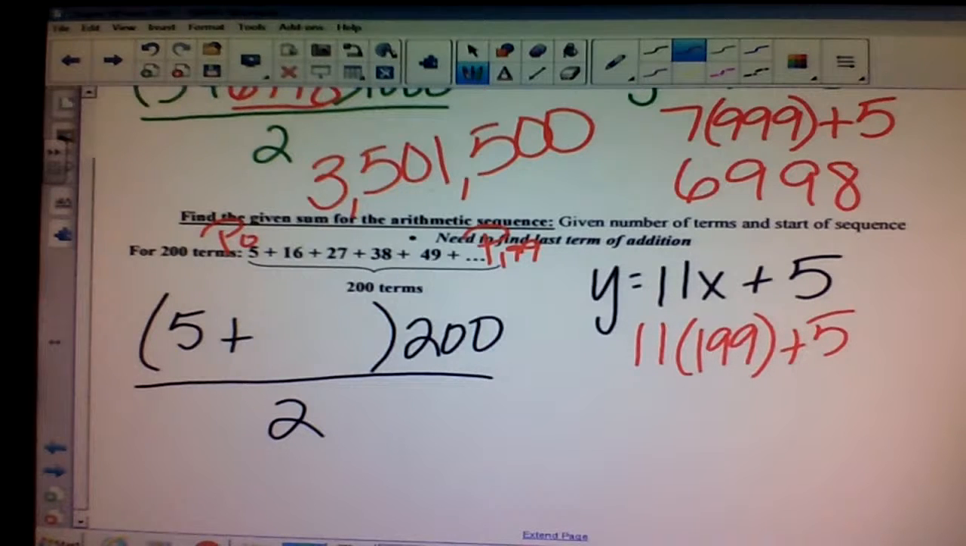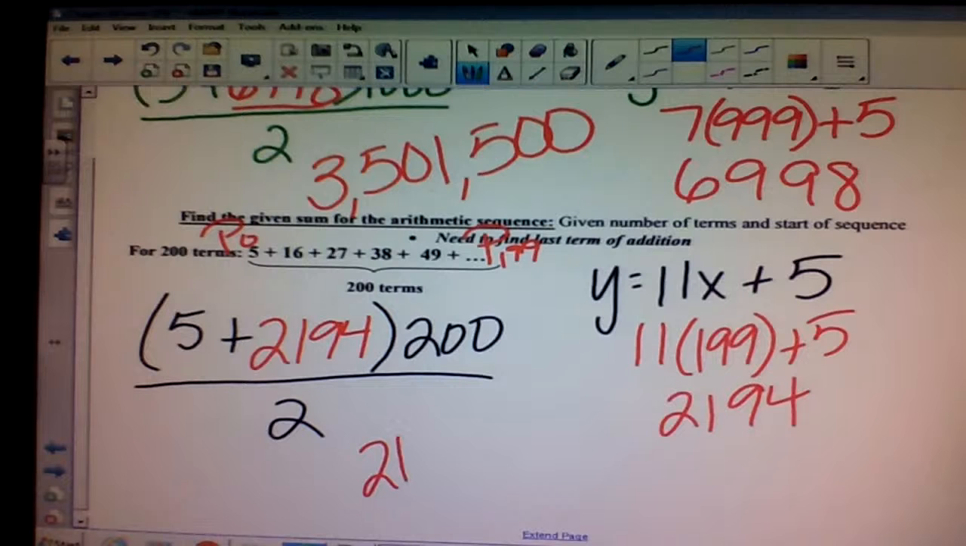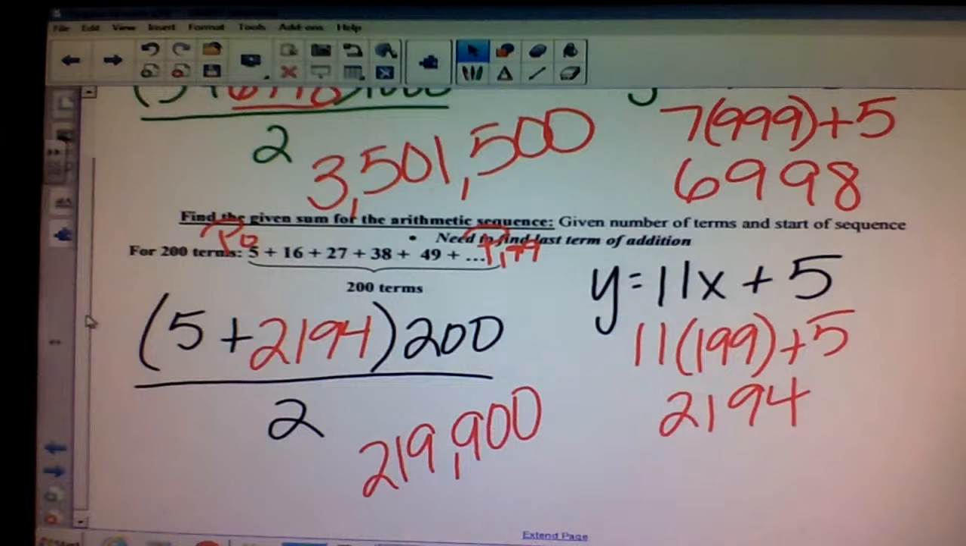What did you get? 2,200, I think. 2,194. Yes. So 2,194 is the number in my last spot. When I find the sum, you should get 219,900. Oh, yeah. I did say 94. This is simple.